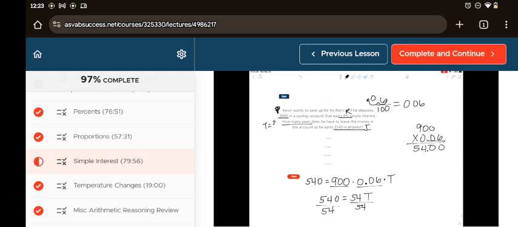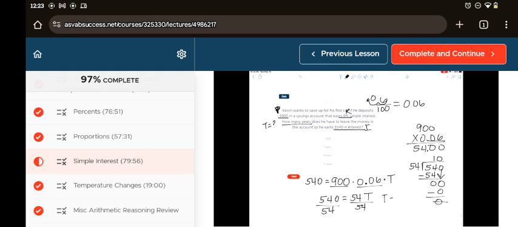Let me do it over here. So 540 divided by 54. 54 goes into 54 one time. I still have a 0 left over to bring down, so I'm going to bring it down, and that gives me 10. I have no more numbers to bring down. I have nothing left over, so t equals 10 years.